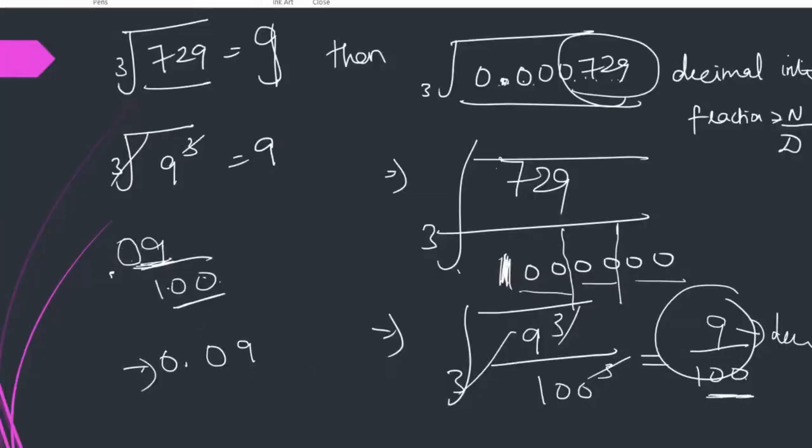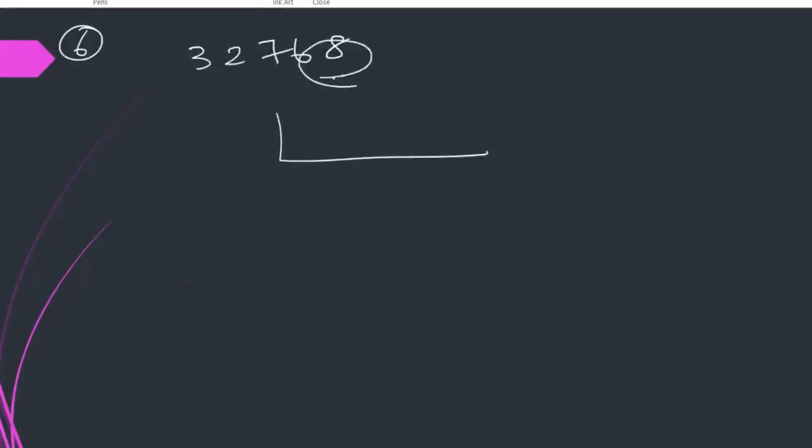Now I will discuss more about perfect cube numbers. We missed some sums, so we will discuss the important sums alone, like the sixth one, 32768. How to find the perfect cube root? See the last digit, it is an even number. So which table does it go in? The 2 table. Otherwise you can take a bigger table, the 8 table.